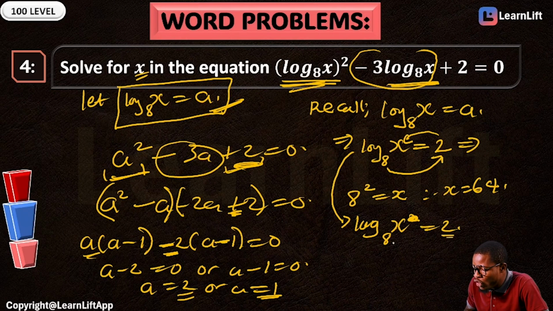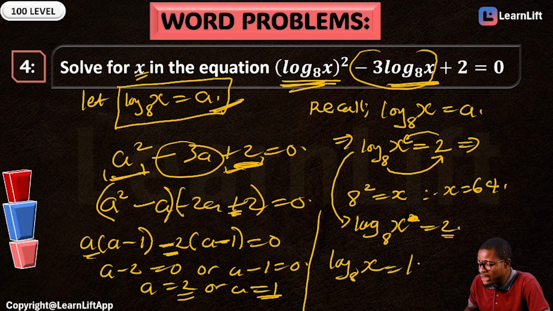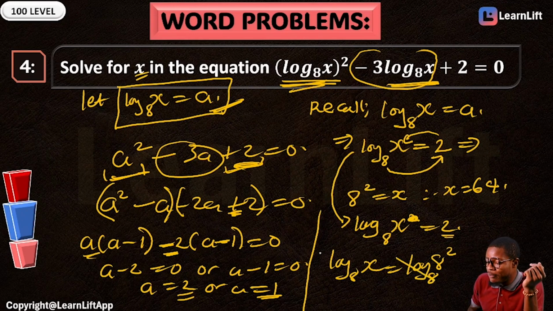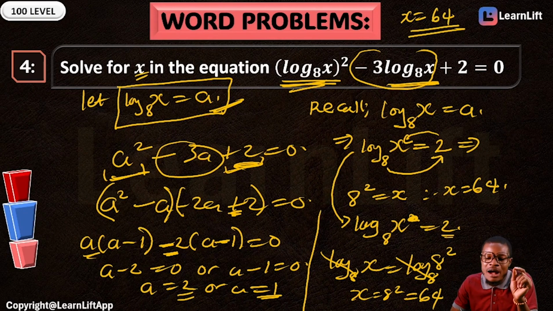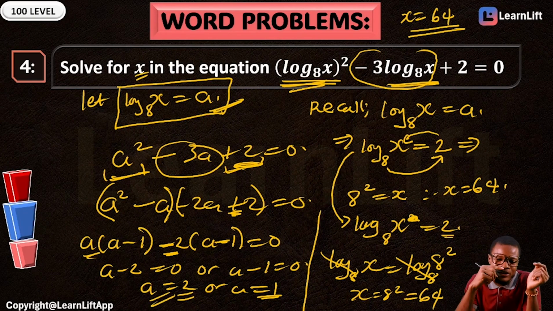Convert the 2 to log base 8. Are you following me now? Log base 8 of x is equal to, convert 2 to log base 8. It's going to give you log base 8 of 8 raised to the power of 2, right? Yes, 2 as log base 8 is log base 8 of 8 squared. So we cancel log base 8. What do we have there? x is equal to 8 squared. And what is 8 squared? 64. So you can see that the first value of x is 64, where our A is equal to 2. Are you seeing it now?